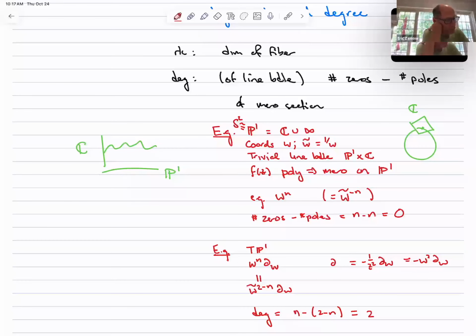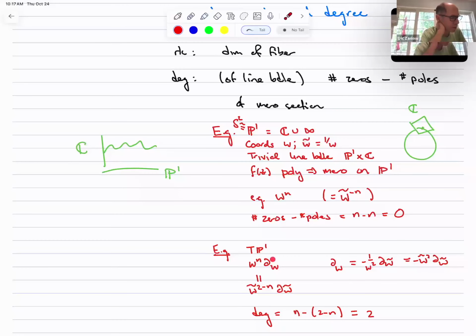So d by dw is d by dw twiddle times dw twiddle dw. So w twiddle was 1 over w, so we have a minus 1 over w squared dw twiddle. We've made the notation consistent now. So w twiddle is 1 over w. So d by dw is d by dw twiddle times minus 1 over w squared, which is minus w twiddle squared dw twiddle. Great.